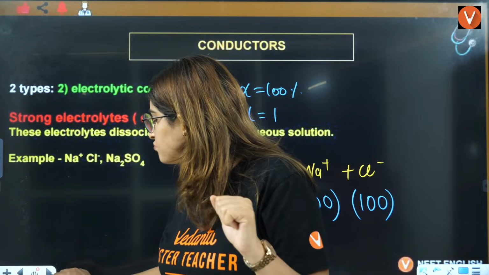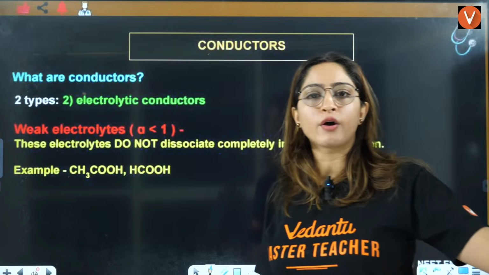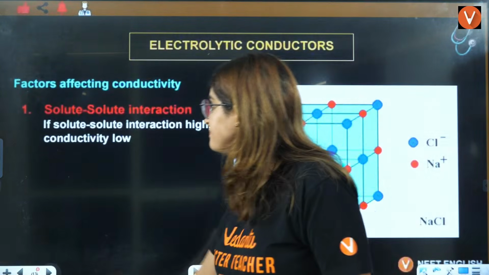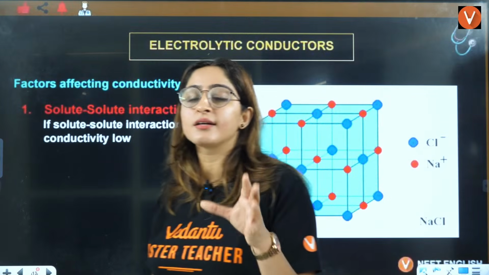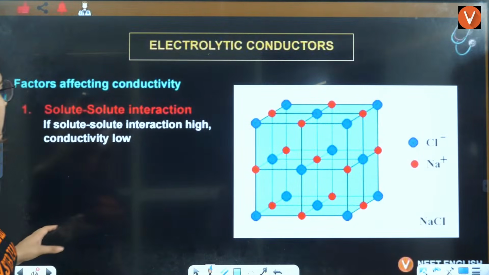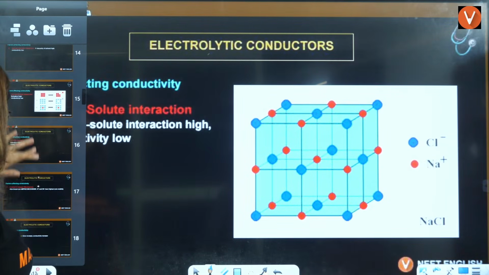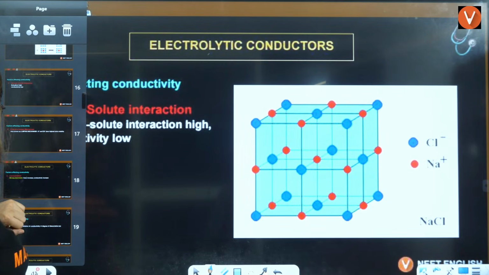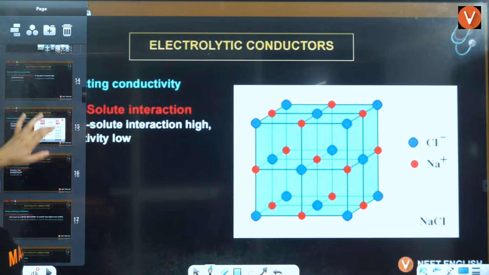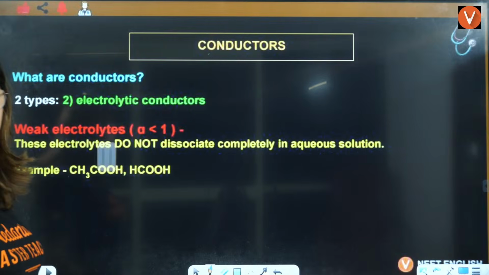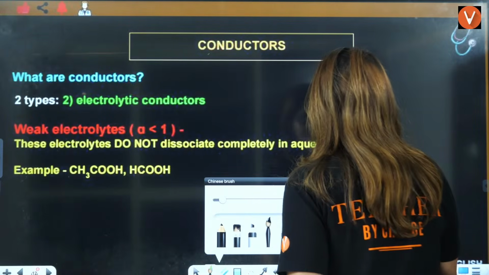More discussion will be there for strong electrolytes and weak electrolytes in ionic equilibrium, right? Next is the factors affecting it, right? Wait a minute. Yes, let me just teach you weak electrolytes. Wait, I forgot where this weak electrolyte slide is.